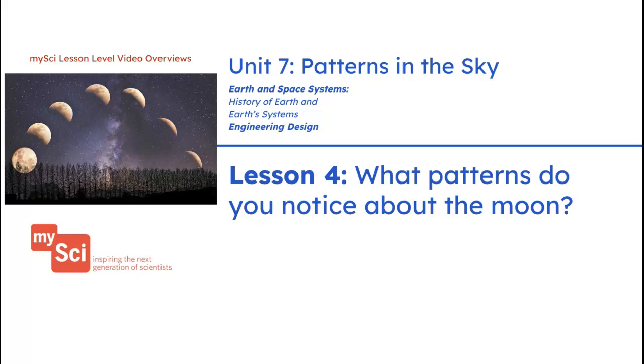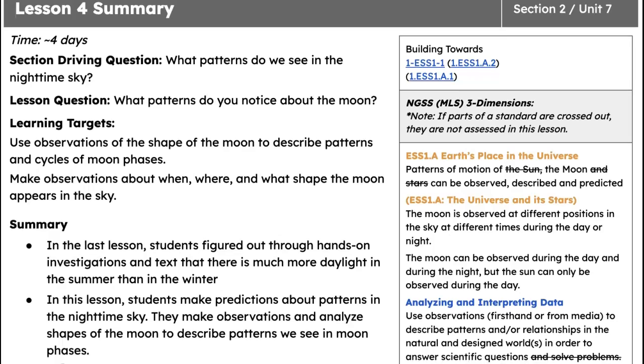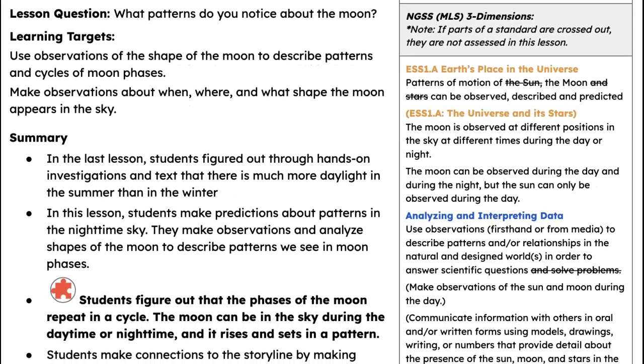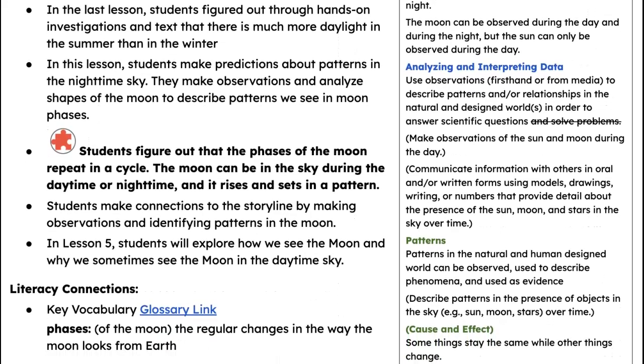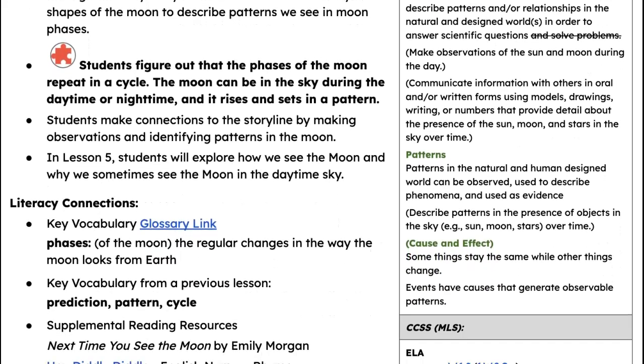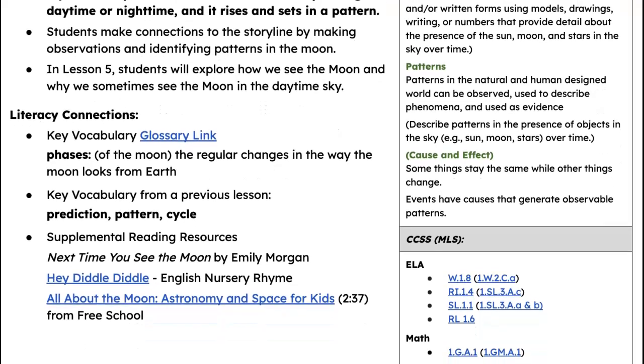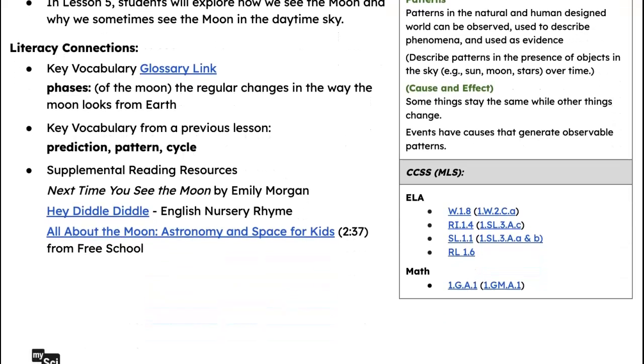The moon can be in the sky during the daytime or nighttime, and it rises and sets in a pattern. Students make connections to the storyline by making observations and identifying patterns in the moon. There are several opportunities for ELA and math cross-curricular connections throughout the lesson. You can look for specific standard connections in the Unit 7 teacher guide. This lesson will take approximately 4 days to complete.